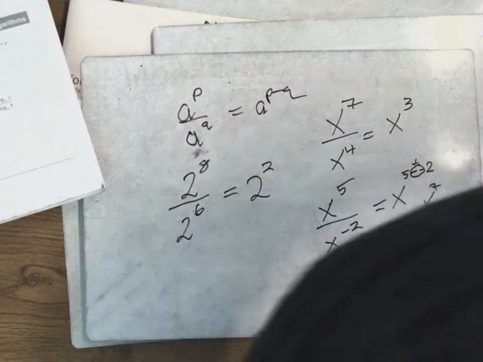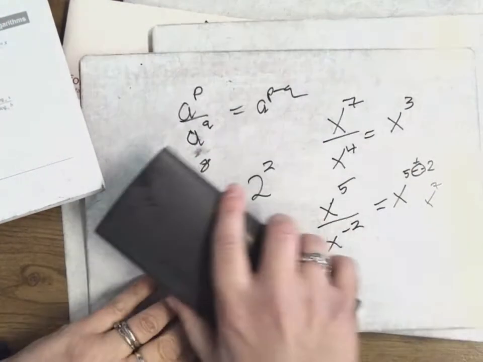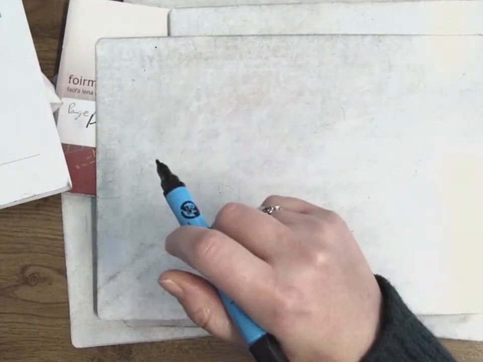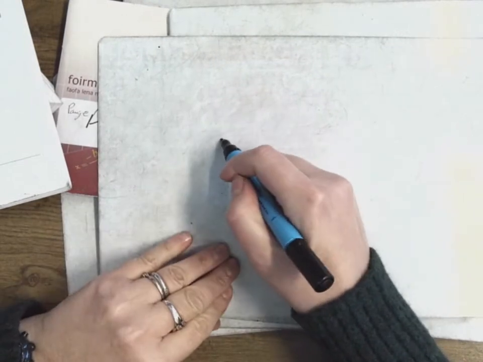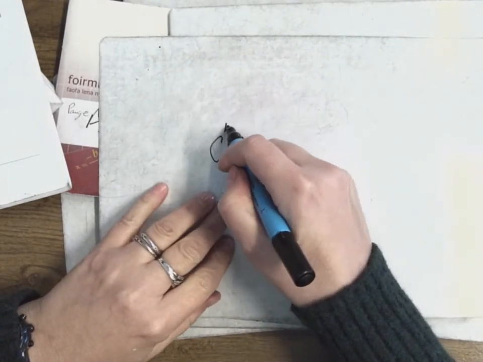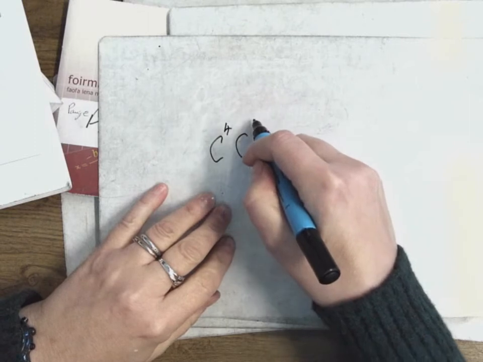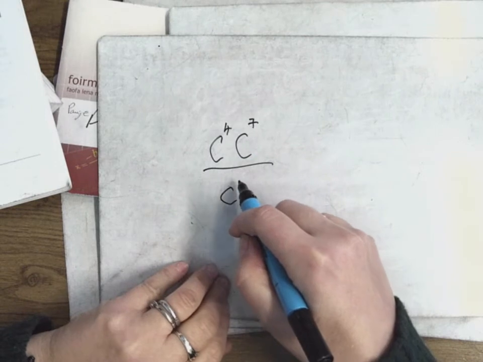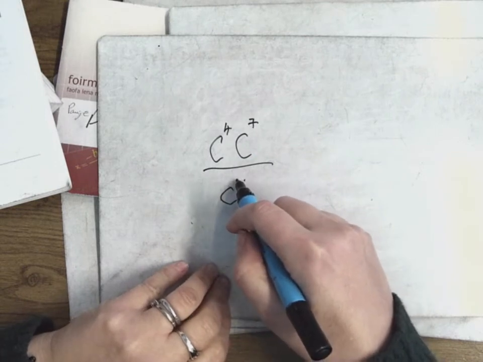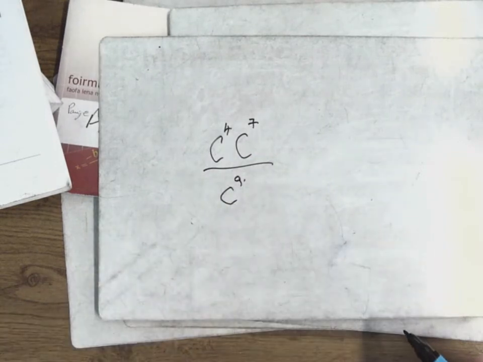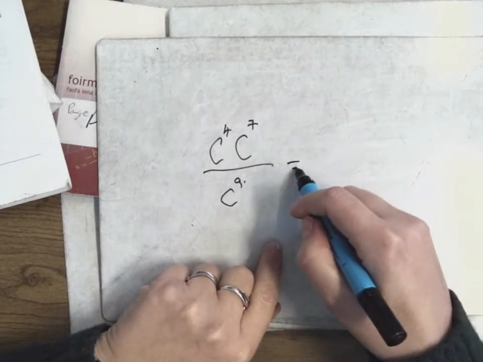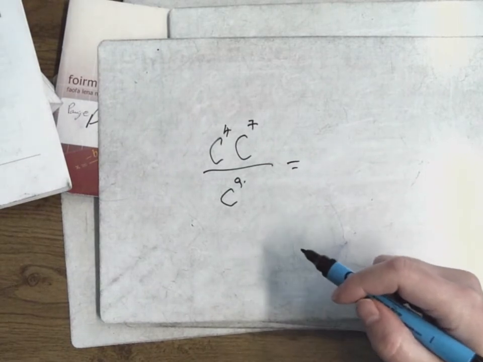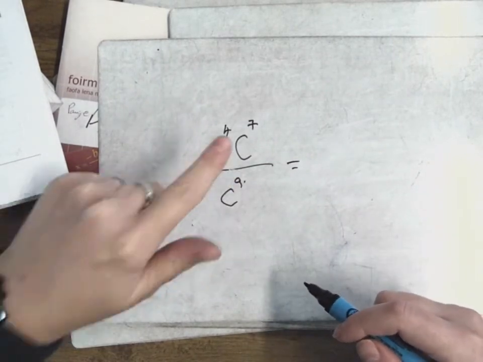So let's combine those 2 rules together. Let's do one where we have to do both of them together. So if I have c to the power of 4, c to the power of 7, all over c to the power of 9. Okay, is that right? So if you have to do on top first. Anytime you have a fraction like this, you do on top first. There's no sign. So what do they want me to do?